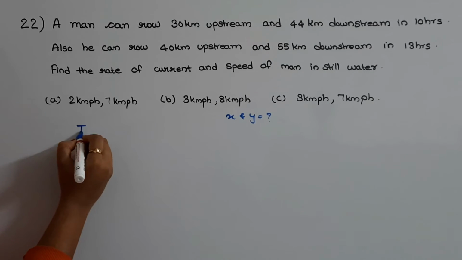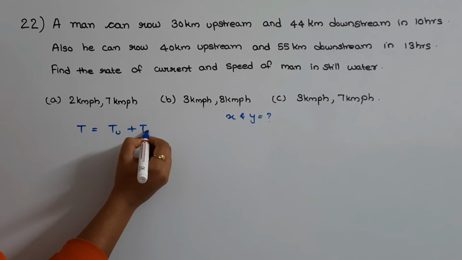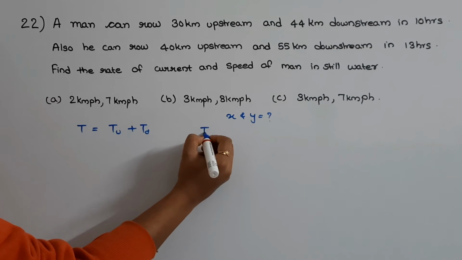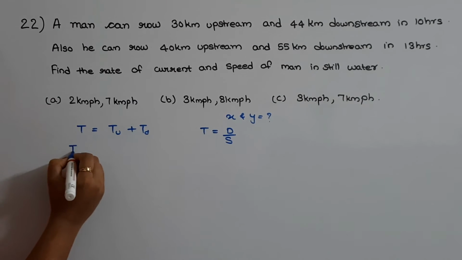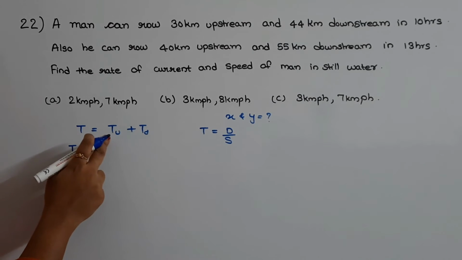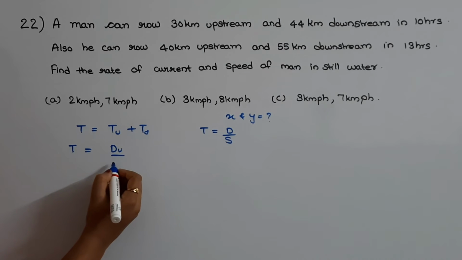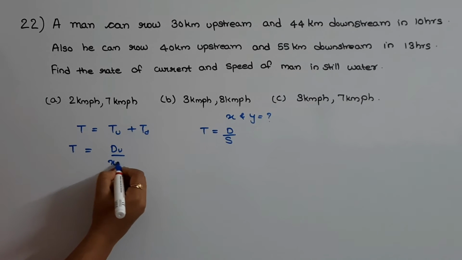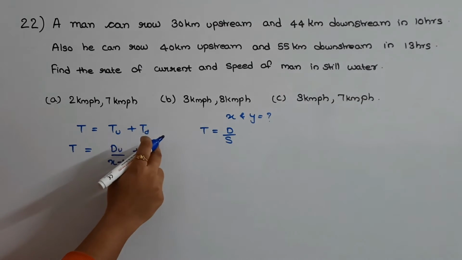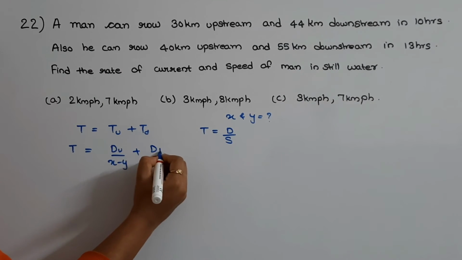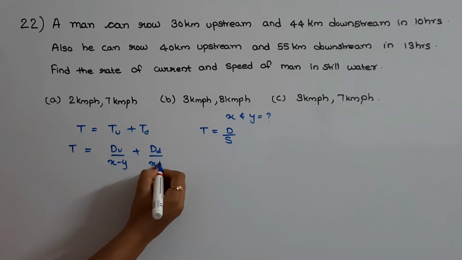So, total time taken will be equal to time taken to go upstream plus time taken to go downstream. We know that time taken is equal to distance by speed. So, total time taken will be distance upstream by upstream speed, upstream speed is x - y, plus time taken to go downstream, which will be downstream distance by downstream speed. Downstream speed is x + y.